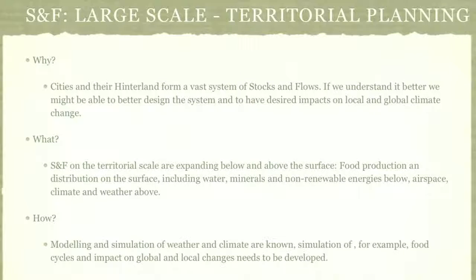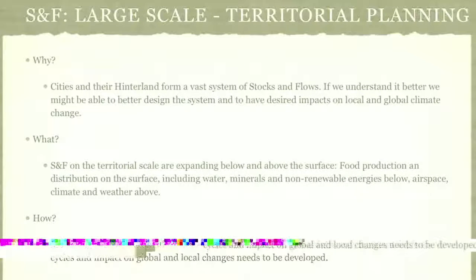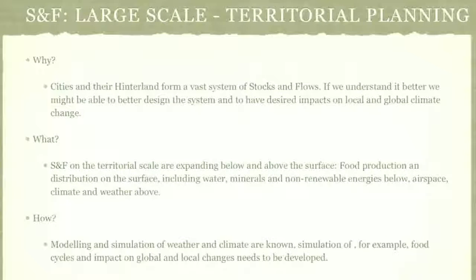Stocks and flows on the territorial scale are expanding below and above the surface. On the surface, we have food production and distribution, including water. This is what Chen will show you. But below, we have minerals and non-renewable energies, and above, we have airspace, climate, and weather. How do we measure this? We model it, simulate it, and weather and climate, we already know how to do that, but food cycle and impact on global and local changes need to be developed a lot.